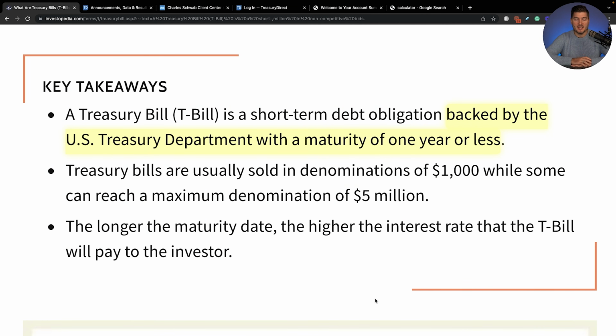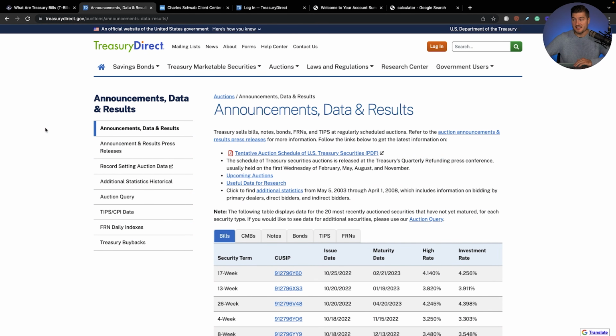A Treasury bill, aka a T-bill, is a short-term debt obligation backed by the U.S. Treasury Department with a maturity of 1 year or less. These are typically sold in denominations of $1,000. You can reach a maximum denomination of $5 million. This third bullet point is actually not true, and I'll show you why. It is true most of the time, but not at the time of this recording. The longer the maturity date, the higher the interest rate the T-bill will pay to the investor. Right now, we're looking at an inverted yield curve, but that's beyond the scope of this video. So let's get into where to find these rates and see what these things actually yield.